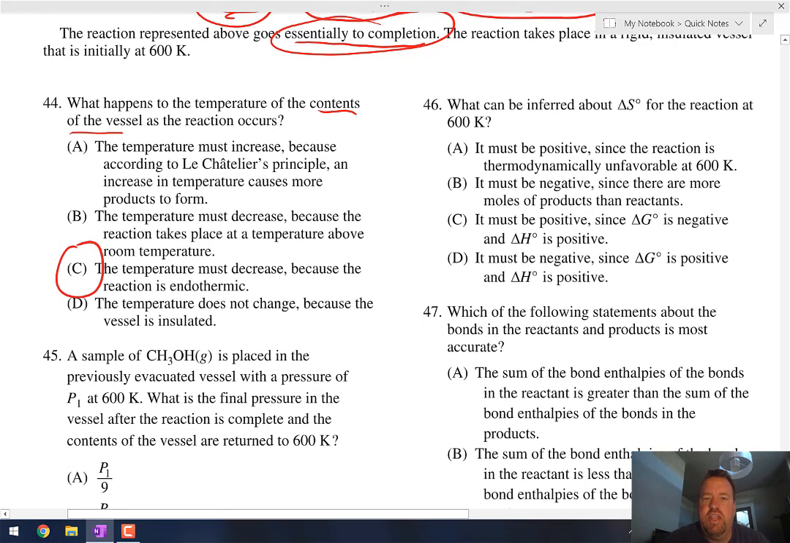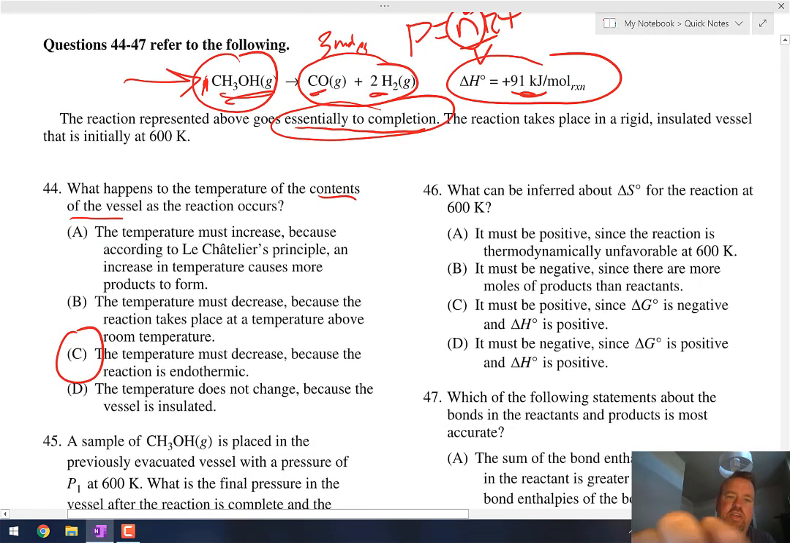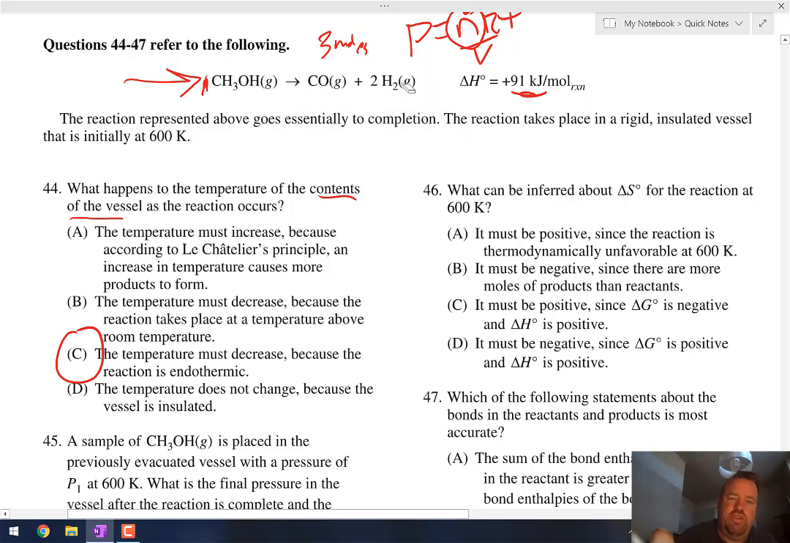Question number 46, what can be inferred about delta S for the reaction at 600 Kelvin? Again, you're starting with 1 gas, you're going to 3 gases. 3 gases is much more disordered than 1 gas. So we know that delta S must be a positive value. So B is out, D is out.